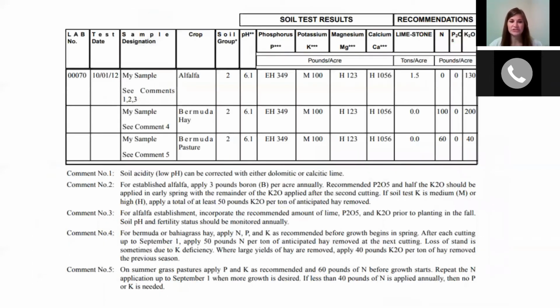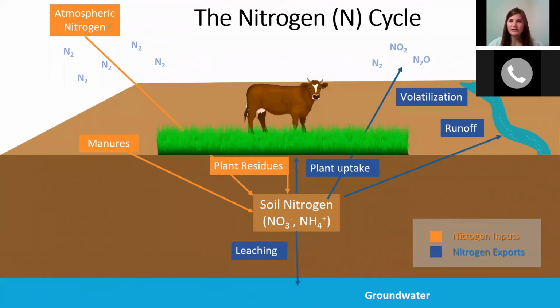It's also important to pay attention to the comment section of a soil analysis report because this may have extra bits of information that you don't see in the recommendations in the chart. An example of this is for alfalfa, we'll recommend applying 3 pounds of boron per acre annually. So these specific micronutrients that might need to be added will be included in the comments. Also, some information about how to split your applications or when to apply will be included in the comment section.